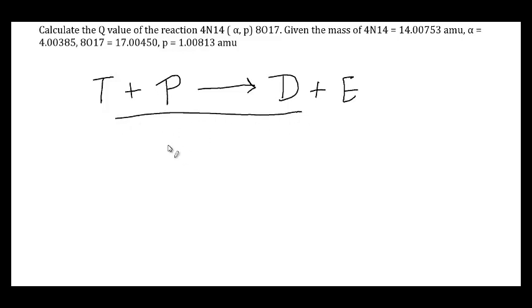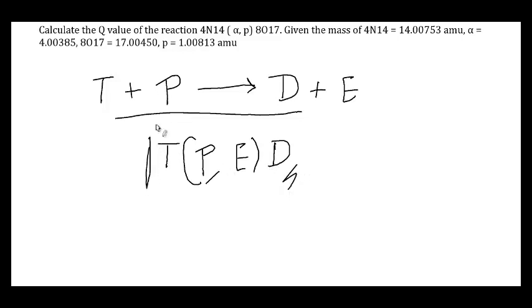The other way to write the nuclear reaction is like this. You write the target nucleus, and inside the bracket you mention the projectile, comma, the ejectile, and after the bracket you write the daughter nucleus. So this is also a way to depict any nuclear reaction. In your examination you could be given a nuclear reaction like this or like this.